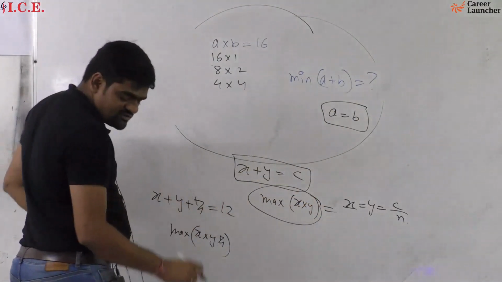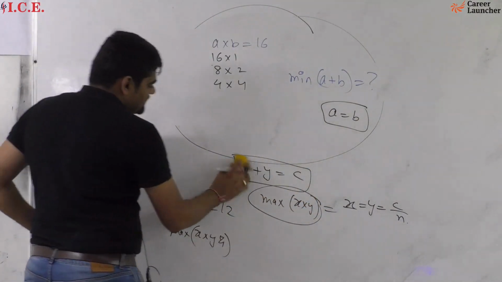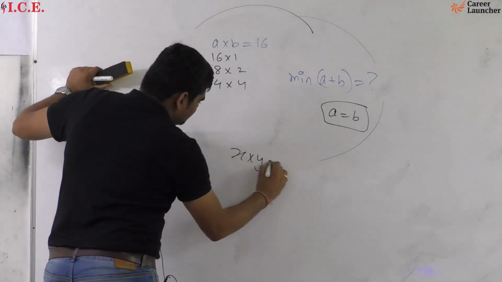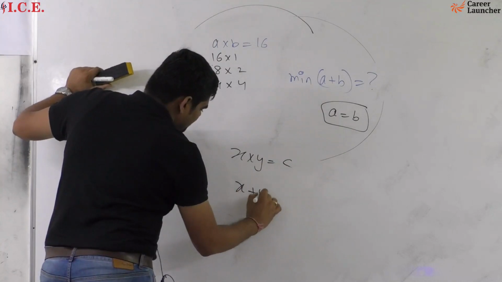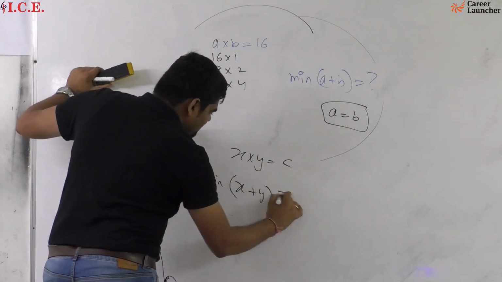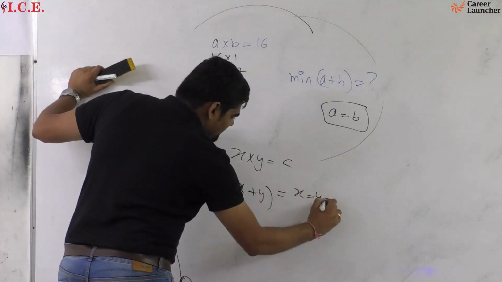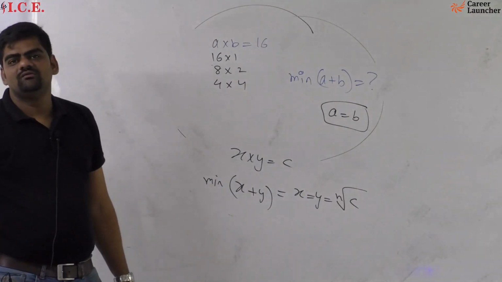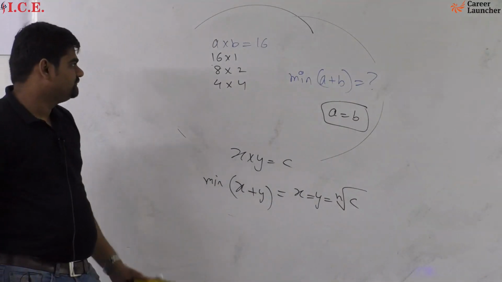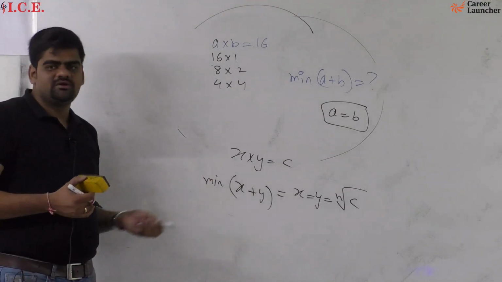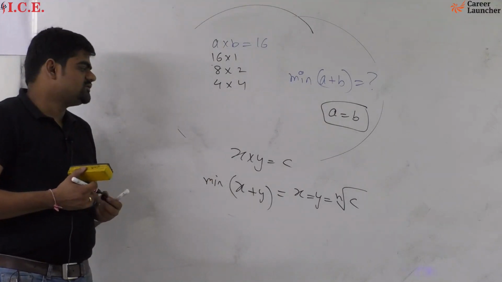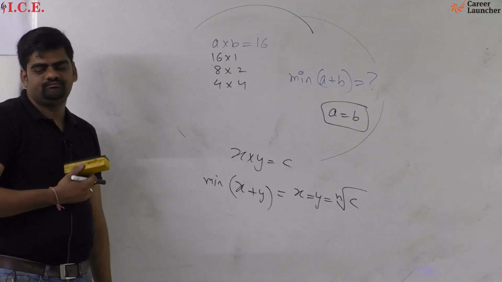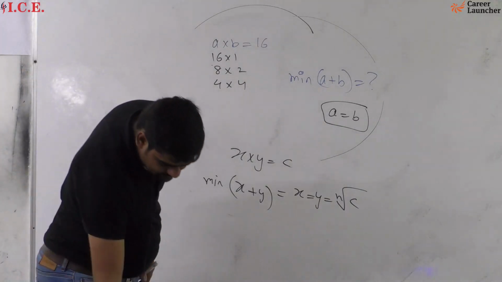If you consider it in this format, if x into y is a constant, then the minimum value of x plus y can be calculated when x is equal to y, equal to the nth root of the constant c. In this case, n is the number of divisions, so n is 2. The square root of 16 is 4. Clear?